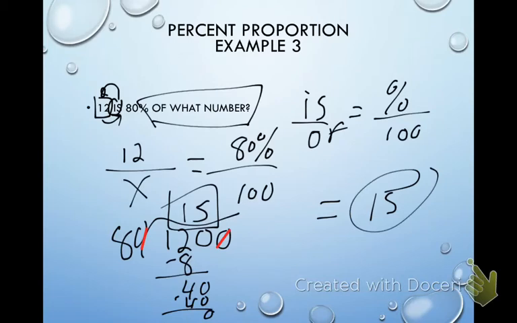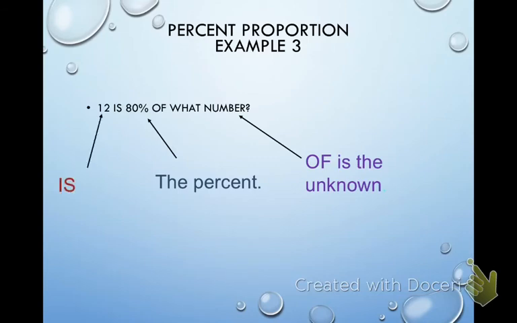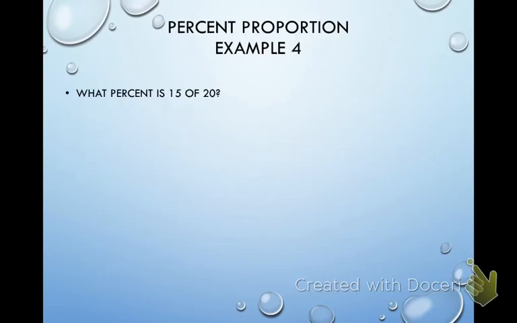If that's confusing to you, you might want to see Mr. Williams or just do regular division. The answer is 15. So 12 is 80% of 15. All right, ladies and gentlemen, here you go. You're going to see the same thing. Congratulations. All right, last example, I believe.